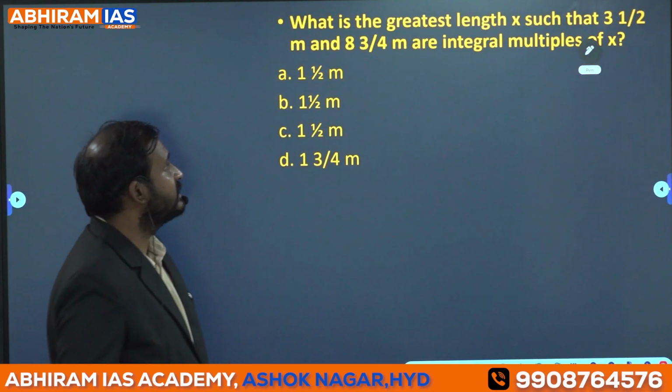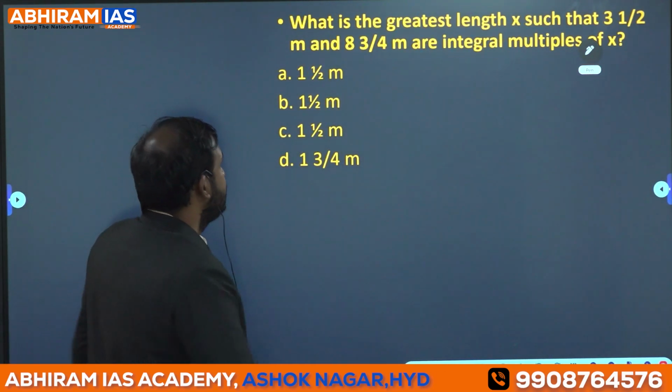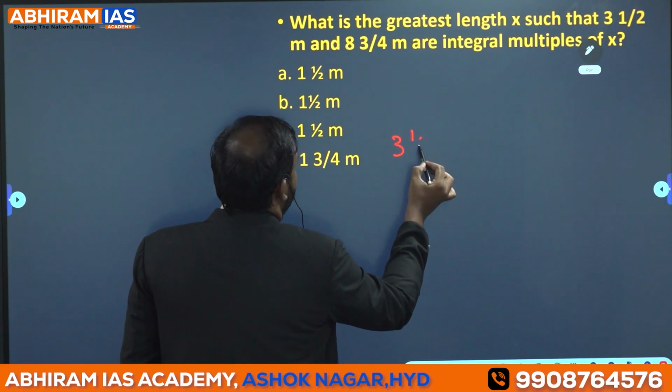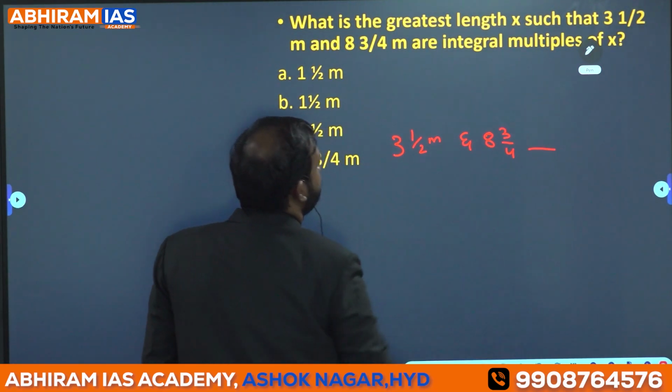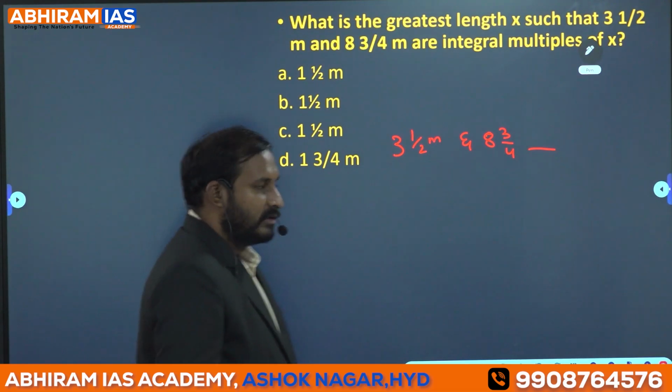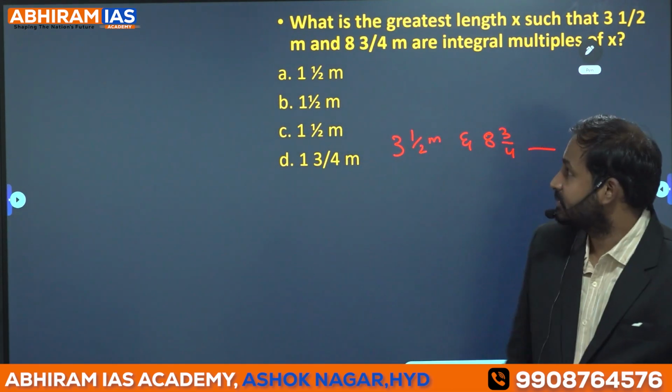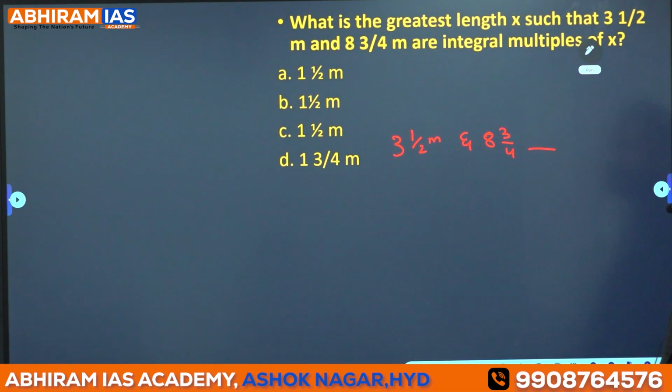Next one. What is the greatest length x such that 3 1/2 meters and 8 3/4 meters are integral multiples of x? Okay. Now please see here, students. Which we can measure by using these two means.